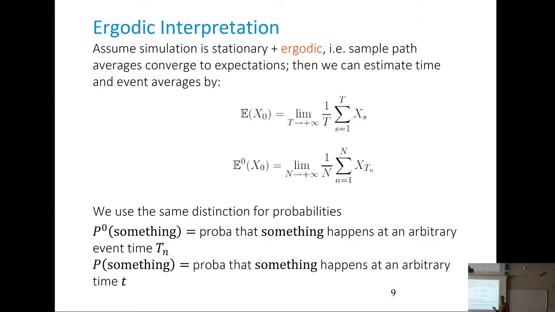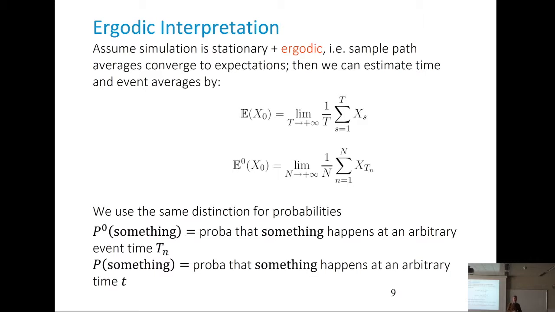Very often, that's not what we do. What we do is we have a single long simulation or a single long data set, and we take the average over the data set. And we say that's the expectation. It's an expectation, but it's a different one. There's a difference between the two.